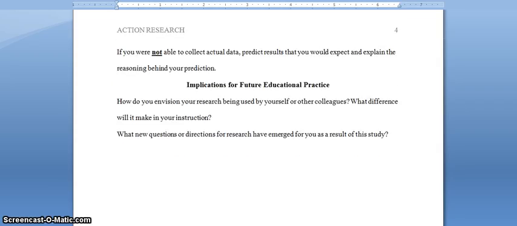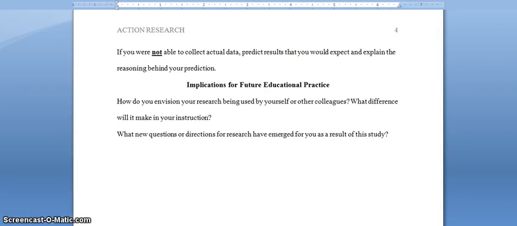So finally, implications for future educational practice. How do you envision your research being used by yourself or other colleagues? What difference will it make in your instruction? And in this area, you know how I pound home that I don't want you to use first person, but I will allow you to use I, me, my in this section, and tell how you think it can be used by yourself, your colleagues, and what difference it would make in your instruction.